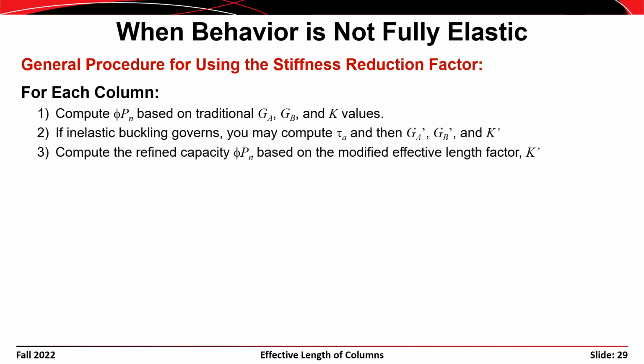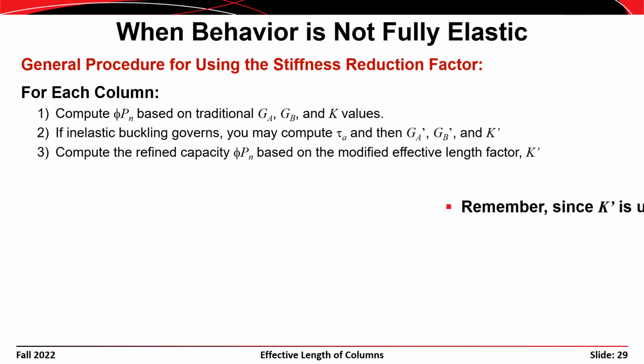To implement the stiffness reduction factor, first compute the stiffness ratios G for the top and bottom of the column, then the effective length factor K, and then the design resistance phi times P sub n. Next, if you find that inelastic buckling governs, you are permitted to compute the stiffness reduction factor, then modified values of the stiffness ratios, G prime, and then a modified effective length factor, K prime.